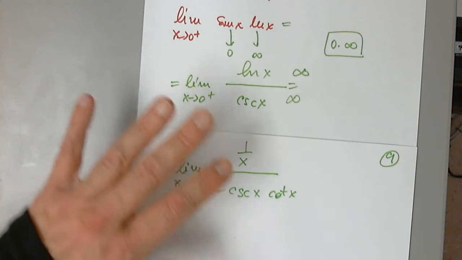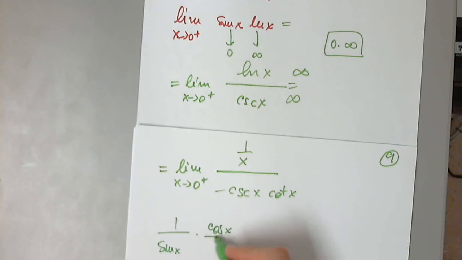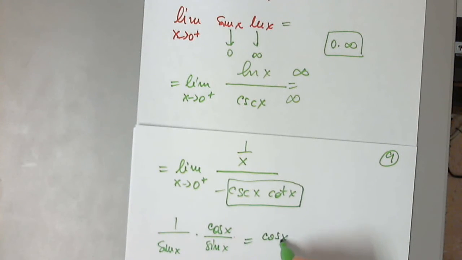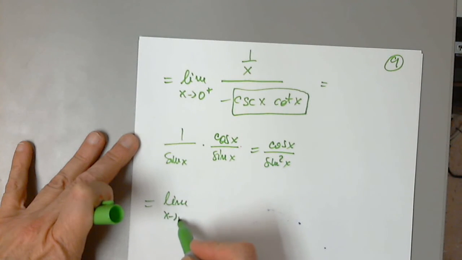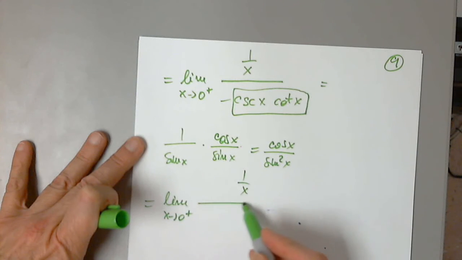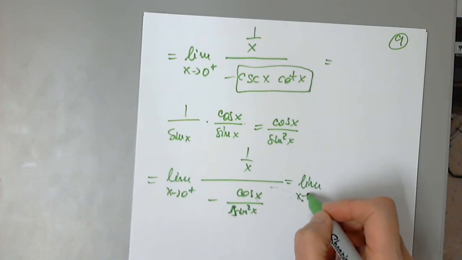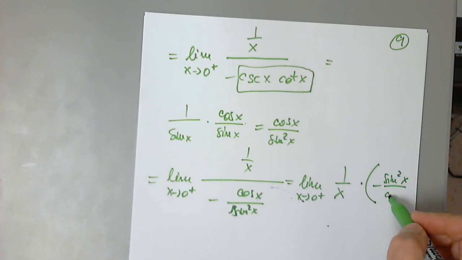Now, let's take a look at this product before we proceed. Cosecant is 1 over sine. Cotangent is cosine x over sine x. So this whole thing could be replaced by cosine x over sine squared. Okay, I'm going to do that. So this is the limit as x approaches 0 from the right, 1 over x at the top, negative cosine x over sine squared x. And then I divide. I have the limit as x approaches 0, 1 over x times negative sine squared over cosine x.